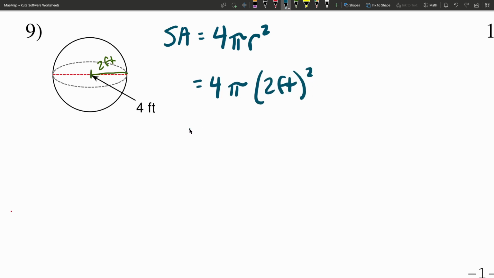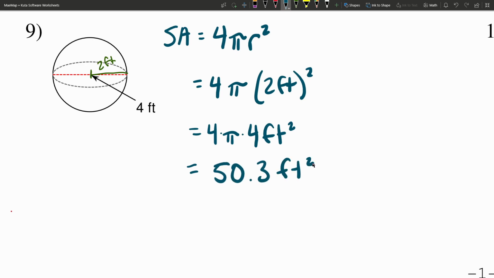squared. That's going to be 4 times pi times 4 feet squared. 4 times 4 is 16, and 16 times pi is approximately 50.3. So this is 50.3 feet squared for number 9. Again, same solution as number 1, except our label is feet squared as opposed to meters squared. Let's move on to number 10.